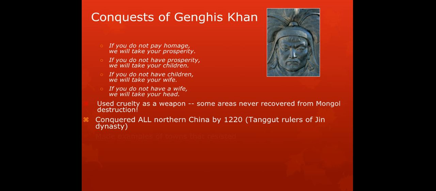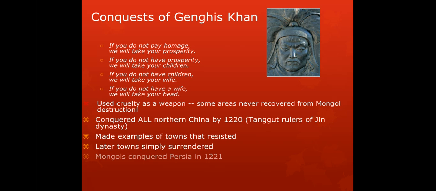So the Mongols have an interesting policy. If you surrender, you will live. If you fight back, you will die. And those of you that survive that initial battle will be killed after. As a result, later on, towns would just simply surrender when the Mongols came. And the Mongols conquered Persia in 1221.